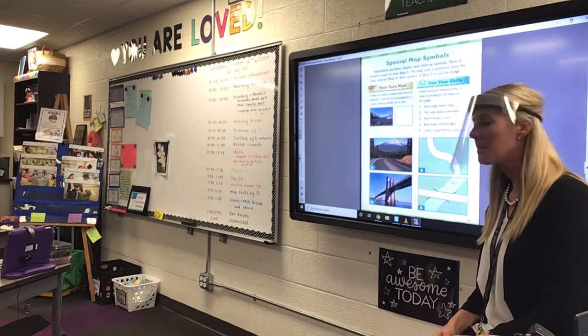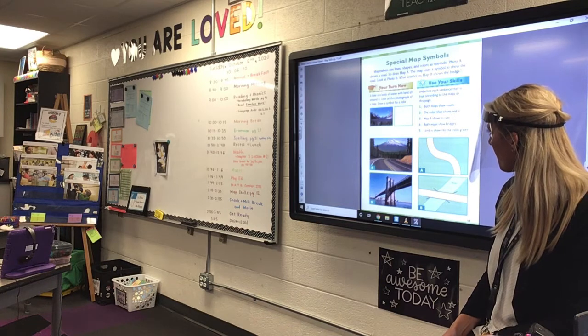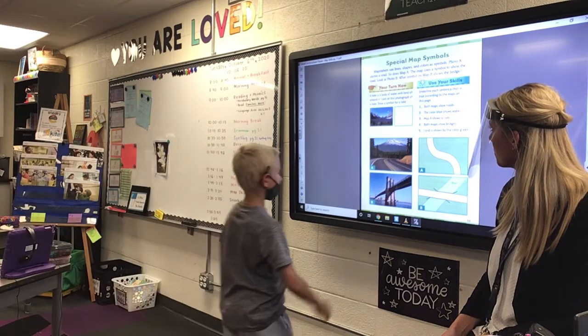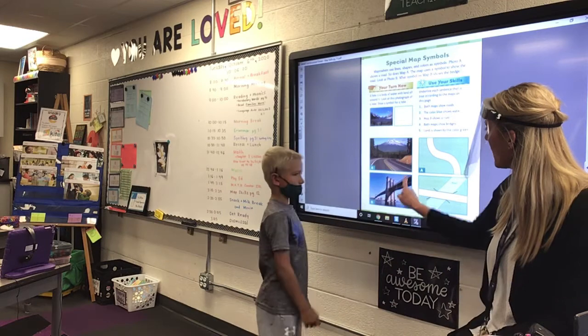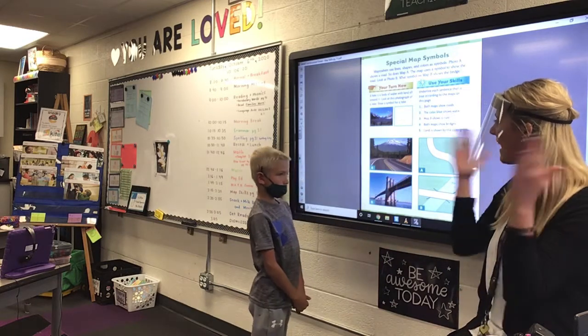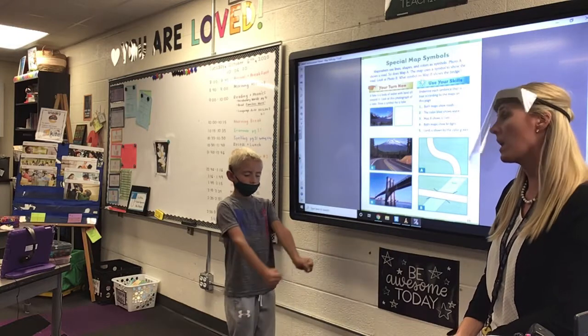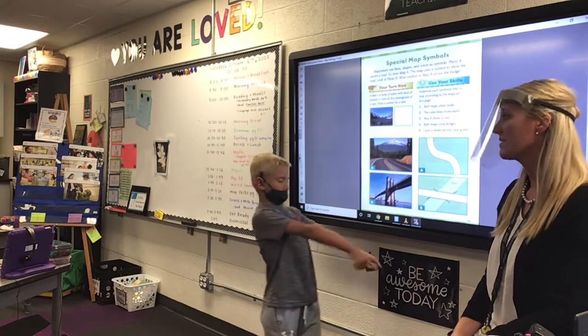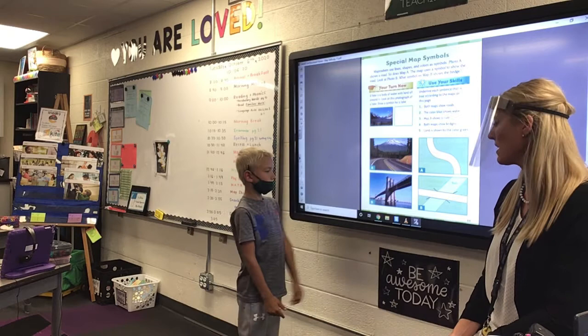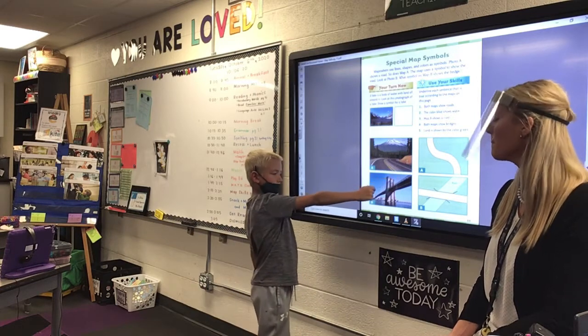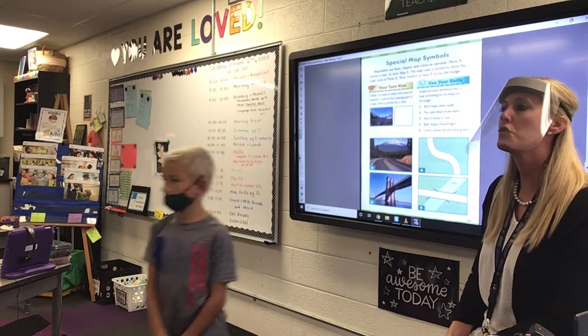Lewis. What are those right there? Oh, that's like the railing of the bridge, like the side of the bridge. So that someone doesn't fall right into the water. Exactly.